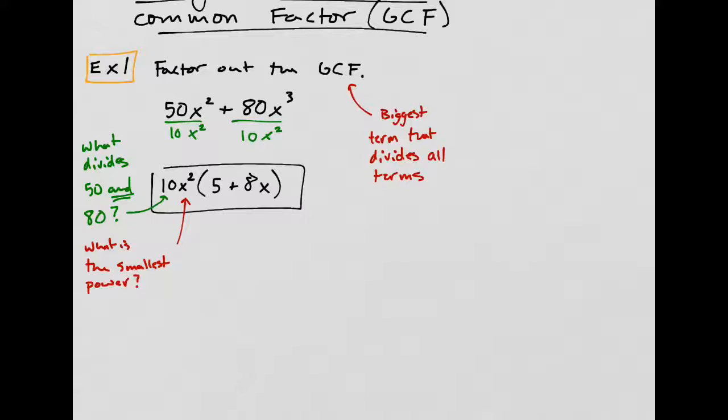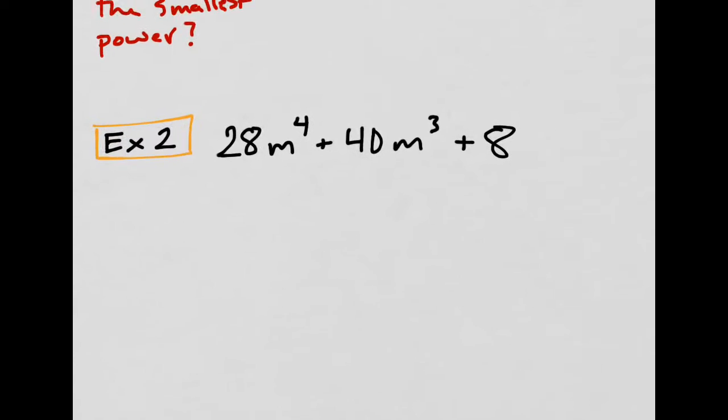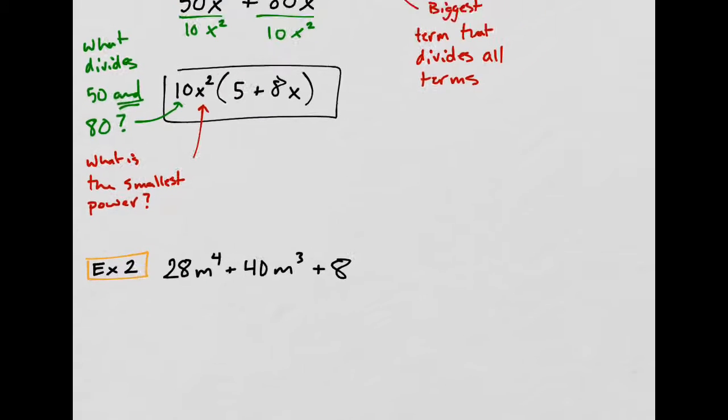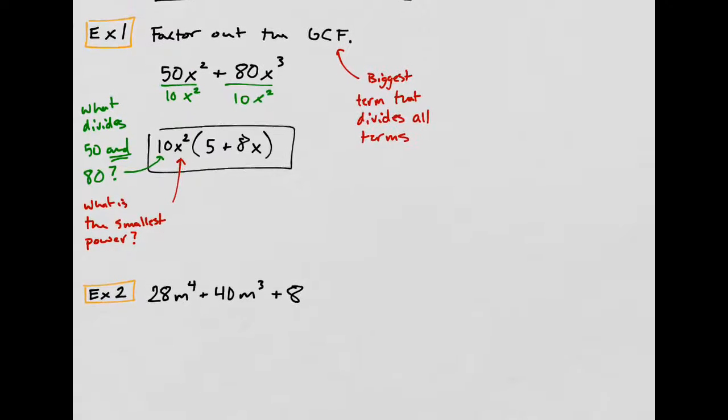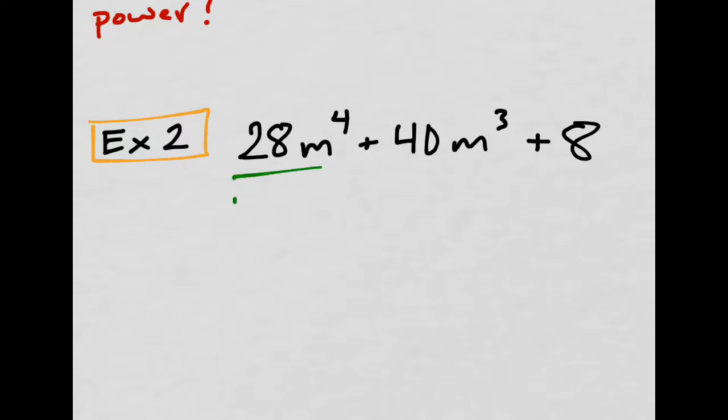So let's think of another example. Example 2. So here, let's factor out something. What's the biggest number that I can divide 28, 40, and 8 by? Well, I know that 28 is 4 times 7. That's 4. Can I go any higher? I don't think so. This is divisible by 4. This is divisible by 4. This is also divisible by 4. And that's the biggest number that I can divide with all 3 of them. So the biggest term that I can divide out is going to be 4 for the number.